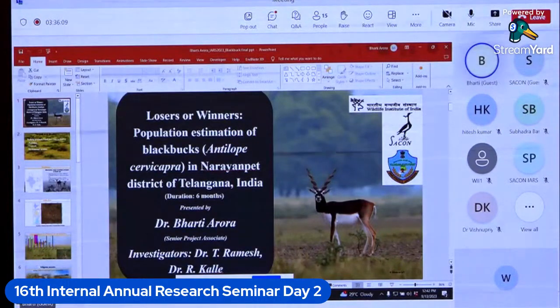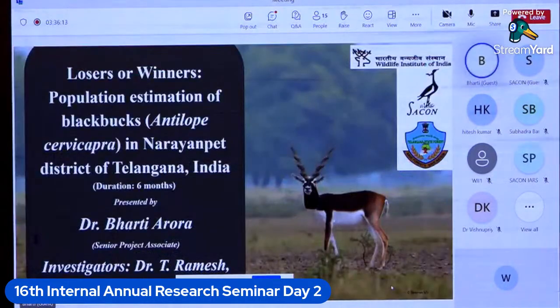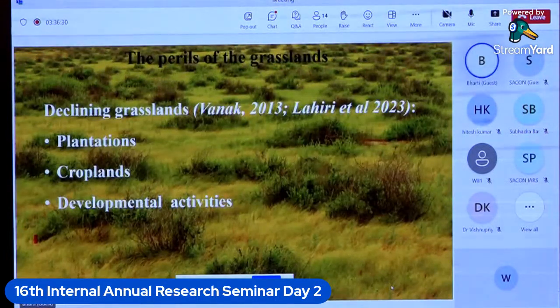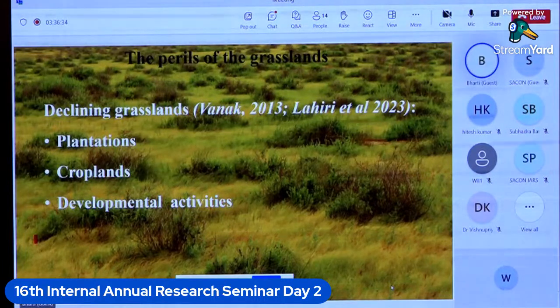A very warm afternoon to everybody, and thank you for giving me the opportunity to present here on the topic of population estimation of blackbuck in Narayanpet, Telangana. When we talk about blackbuck, the first thought that comes to our mind is their habitat. They are grassland-associated species. Apart from blackbuck, a wide range of species are supported by the grassland, and it's a humble abode of a wide range of species.